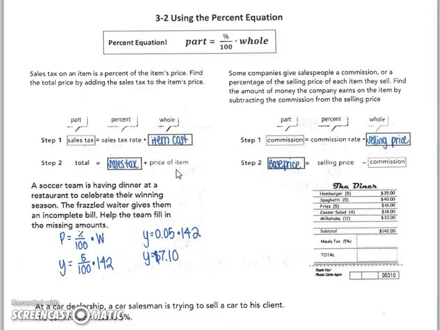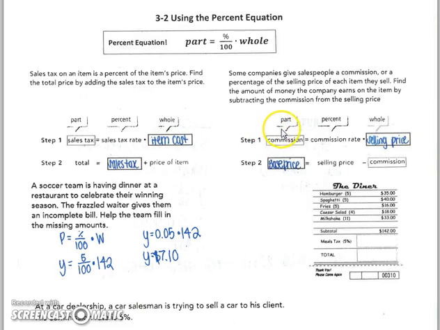Now another example of how the percent equation can be used is with commission. So if you haven't heard of commission before, some companies give salespeople a commission, or a percentage of the selling price of each item they sell. Find the amount of money the company earns on the item by subtracting the commission from the selling price. So in real life, a lot of people's jobs have commission. For instance, if you are a car salesman, a lot of times you get commission on the cars that you sell. Or if you work at a clothing store, you get commission on the clothing that you sell. And commission is a percentage of the amount that you sell.